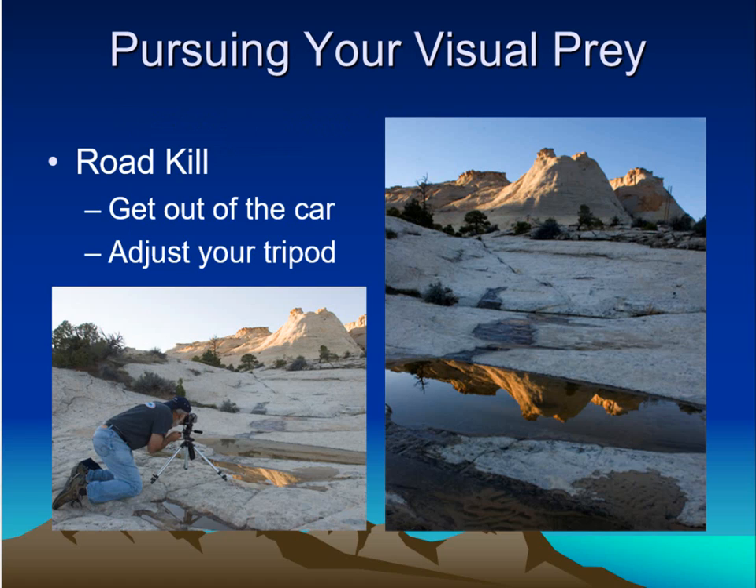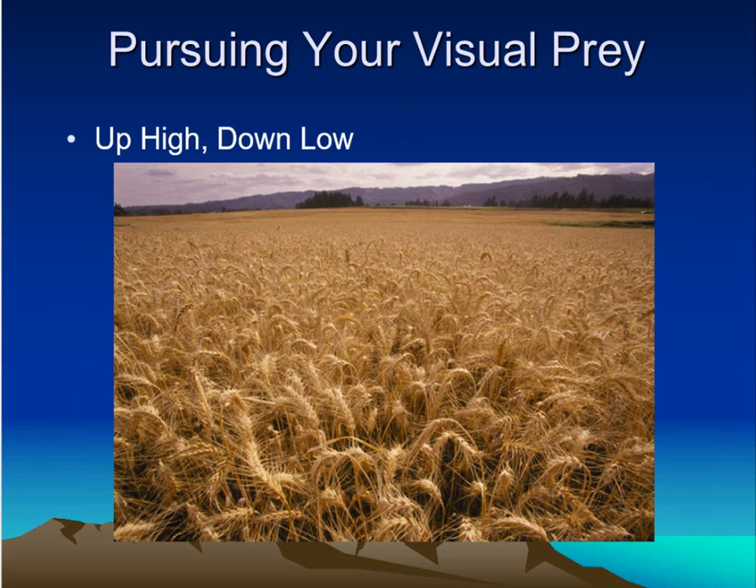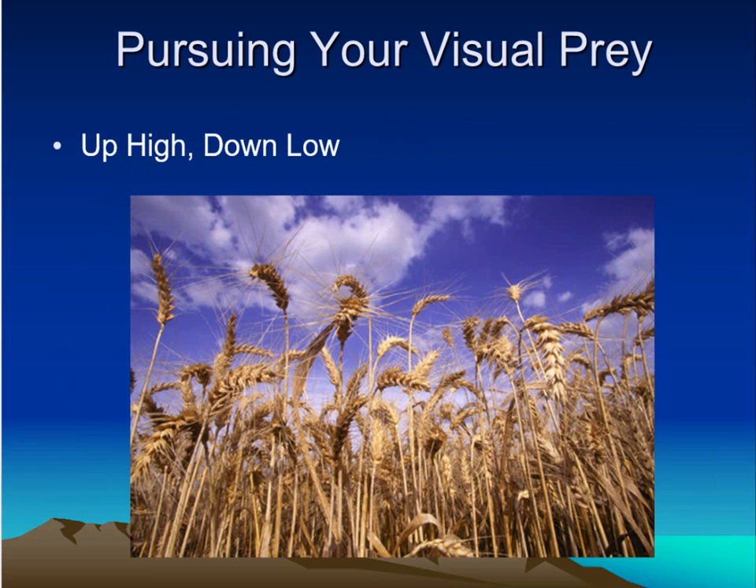And here's another example of being observant. This is a workshop I was teaching in Grand Staircase years ago, and a student found this little tiny pool of water and subsequently framed up some really nice reflections. So again, if you aren't paying attention or aren't exploring different vantage points, you can miss some stuff like this. So that's why I always say, get up high, get down low. This is the same wheat field as the previous photo, but I'm down on my knees. So you just never know.